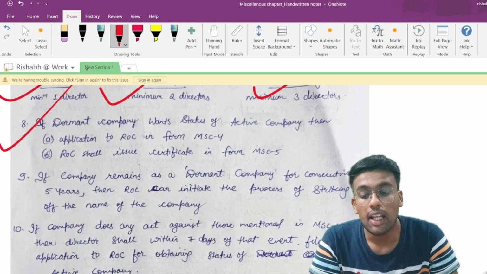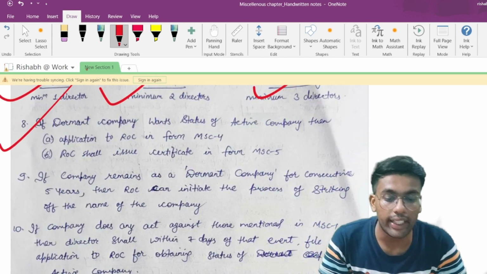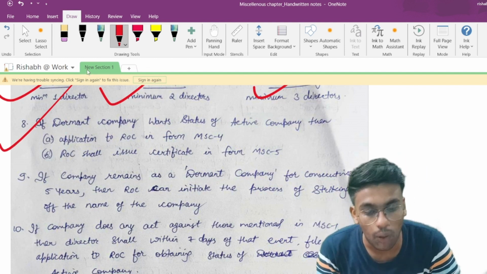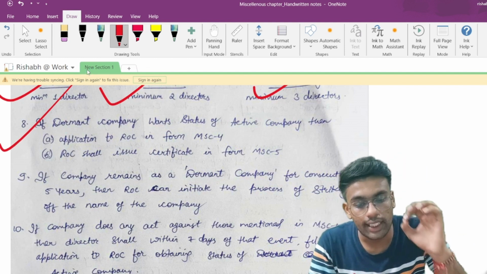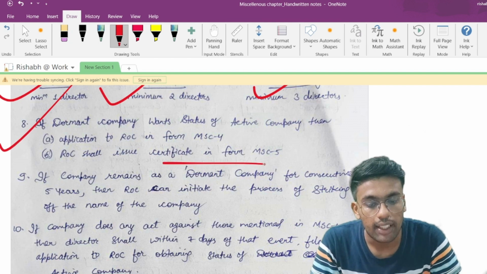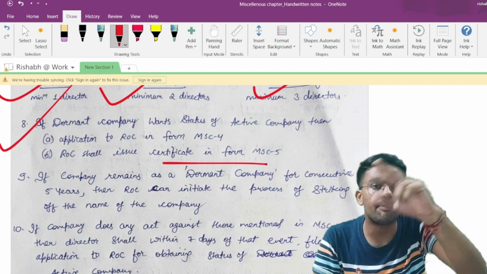Point number 8: if a dormant company wants the status of an active company, it applies to the ROC in form MSC4. The ROC shall issue a certificate in form number MSC5. That means the company shifts from a dormant company to an active company.